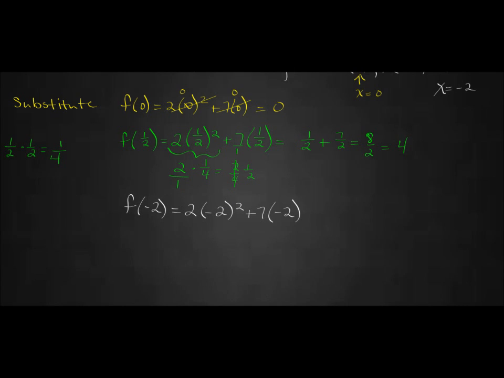So we're going to take a -2 times a -2. Well, if I have two negatives being multiplied together, that's a positive. 2 times 2 is 4, so this is going to become a 4. So what I have is 2 times 4. Then 7 times a -2 is going to be a -14. If you take 8 minus 14, you're going to get the answer of 6.